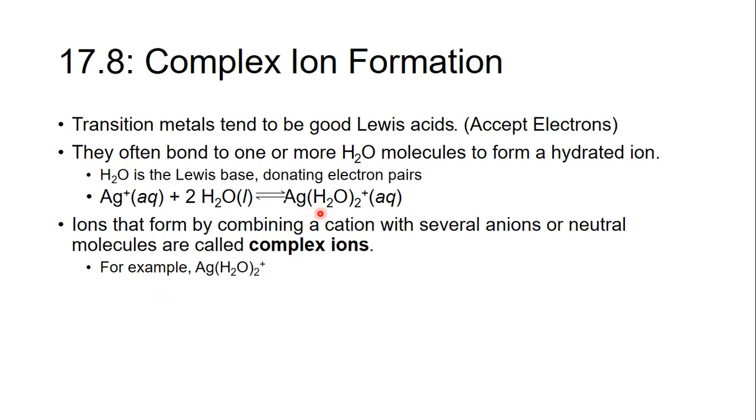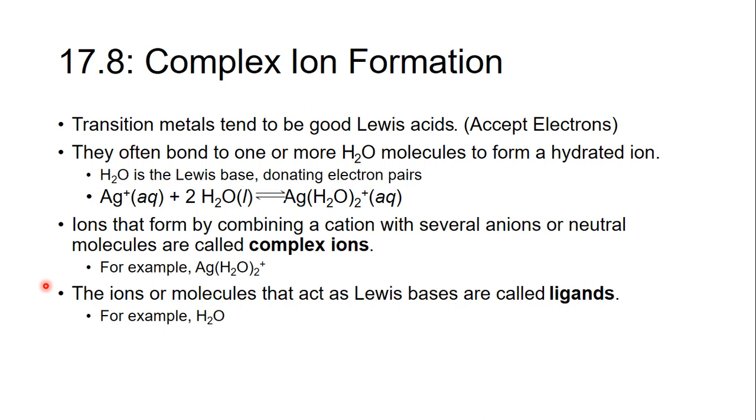So this complex is actually a complex ion. A complex ion is an ion that you get when you combine a cation with several anions or other neutral molecules. So they're not your binary ions like sodium chloride. You have to have multiple things binding. And the things that are bound to your center atom are called ligands. Depending on where you're from, you'll call them different things. I call them ligands. Most other people call them ligands, though. So here, H2O is your ligand.